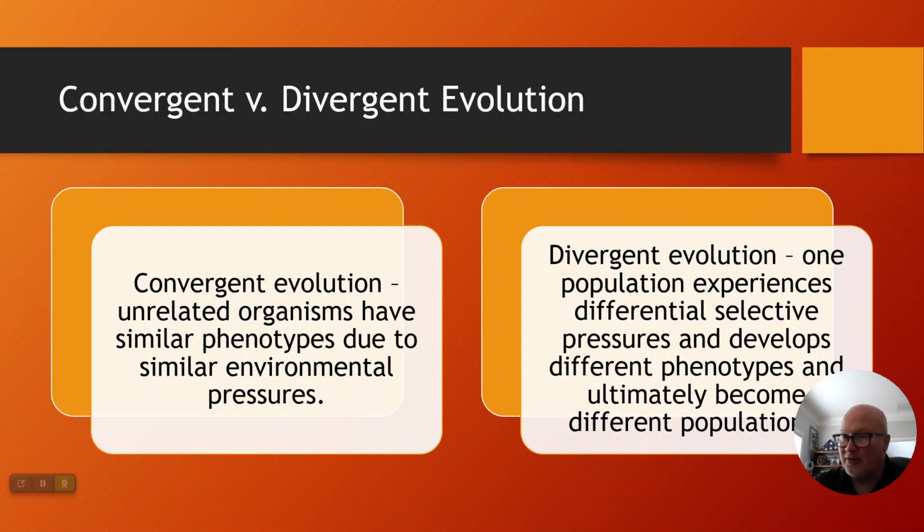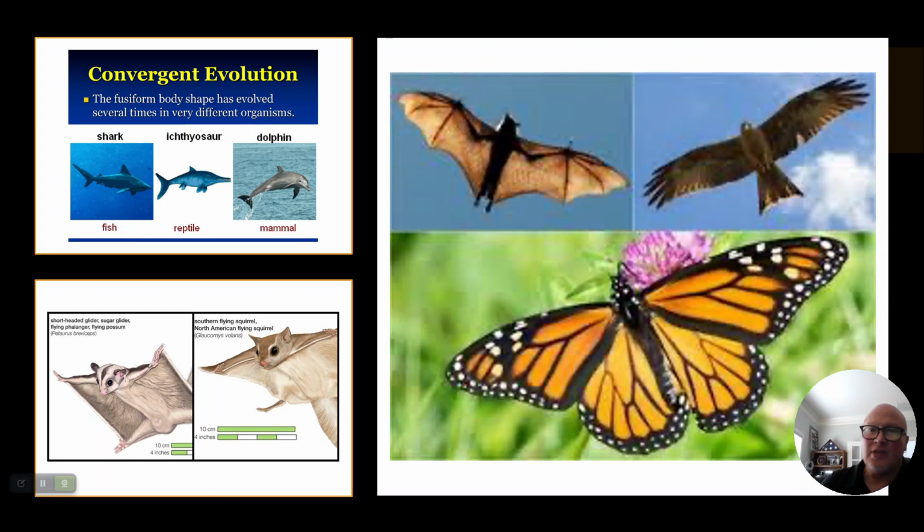Divergent evolution, on the other hand, is when you have one population and part of the population experiences one set of selective pressures and part of the population experiences other selective pressures, and so this one population diverges. Now, this is a situation where one species becomes multiple species. That's divergent evolution. Think to what we just saw a few minutes ago with disruptive selection. When you have disruptive selection, that leads to divergent evolution, which leads to multiple species, or speciation.